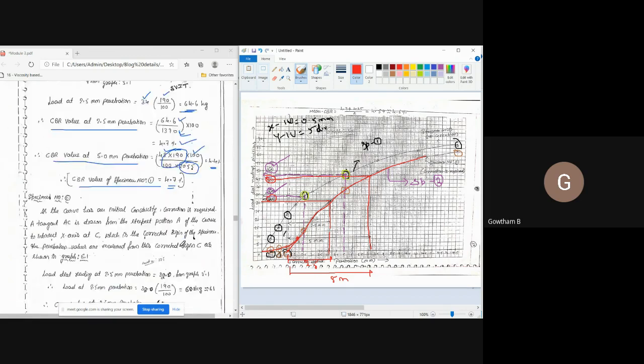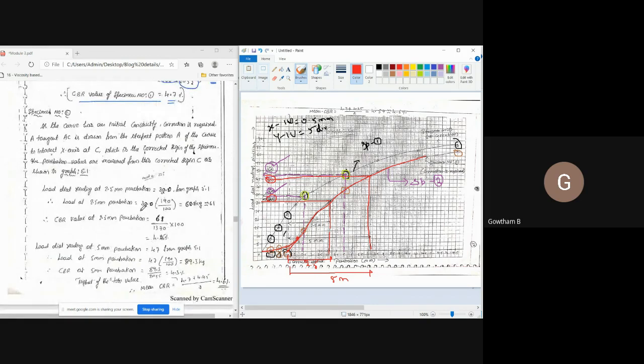I noted both values here. At 2.5 mm penetration it is 32, and at 5 mm penetration it is 47, as we obtained here. Now use the same formula. CBR at 2.5 mm penetration is equal to 61 divided by 1370, which is the standard load. How we got 61: I converted divisions into load value, that is 32 into 1.9, which is equal to 60.8. I took it as 61. 61 divided by 1370 multiplied by 100 is equal to 4.45 percent.